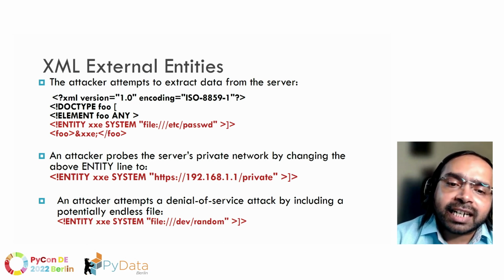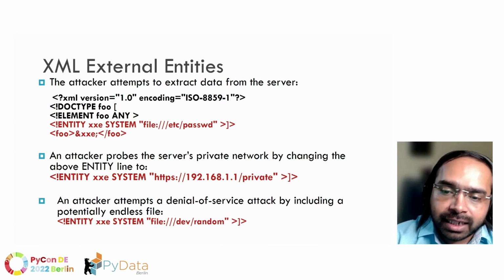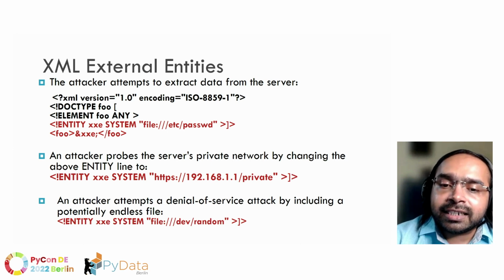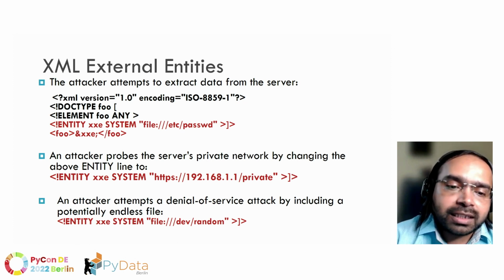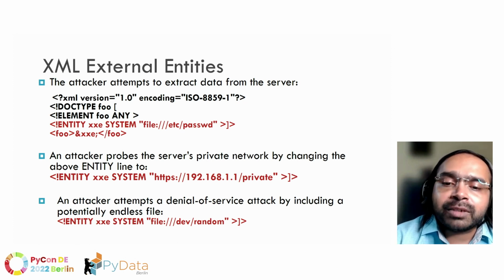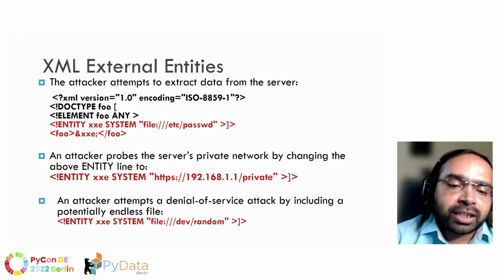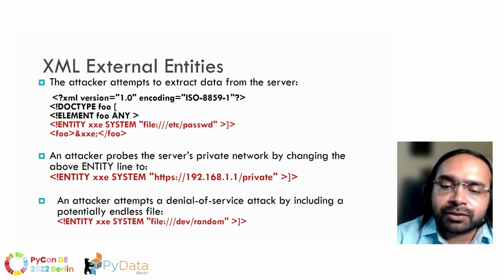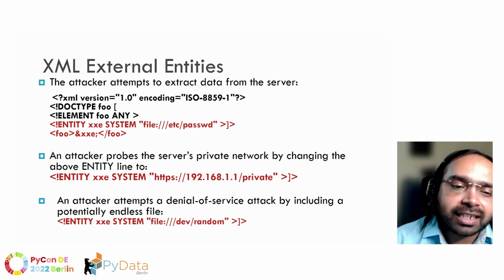Now in the second case, an attacker probes the server's private network by changing the entity line to a private network address. You can see here that this entity is linked to HTTPS 192.168.1.1/private. Then an attacker can also perform a denial of service attack by linking the entity to a potentially endless file. Here /dev/random is an endless file, and it can be used to perform a denial of service attack. Just a single line.